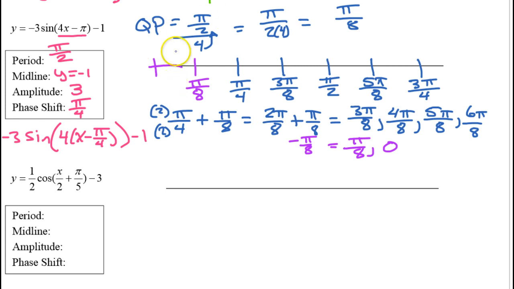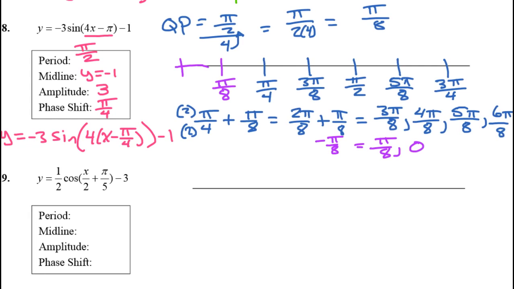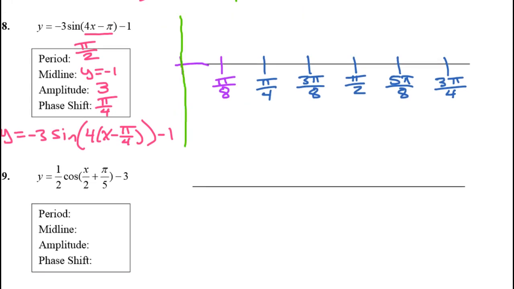So I'm going to erase all this stuff and put the y-axis back in. Alright, so here's my y-axis. The midline is at -1, so I'm going to go ahead and go down 1. Alright, so here's my midline. I really need to squeeze a dotted line in here. It kind of bugs me that it's going through my numbers. But what are you going to do? Got to do what you got to do.